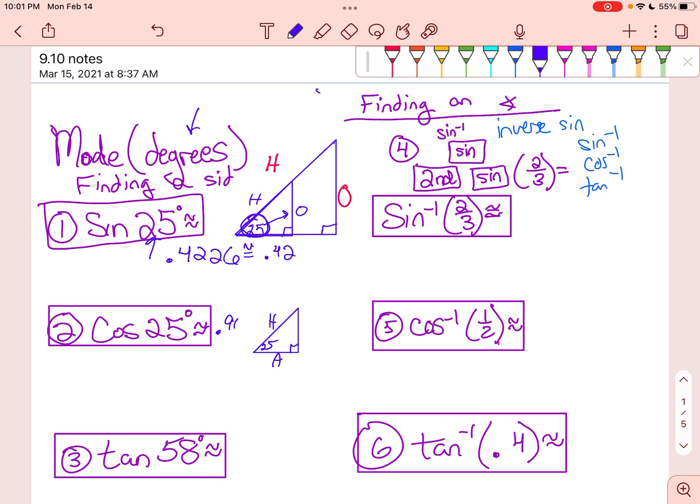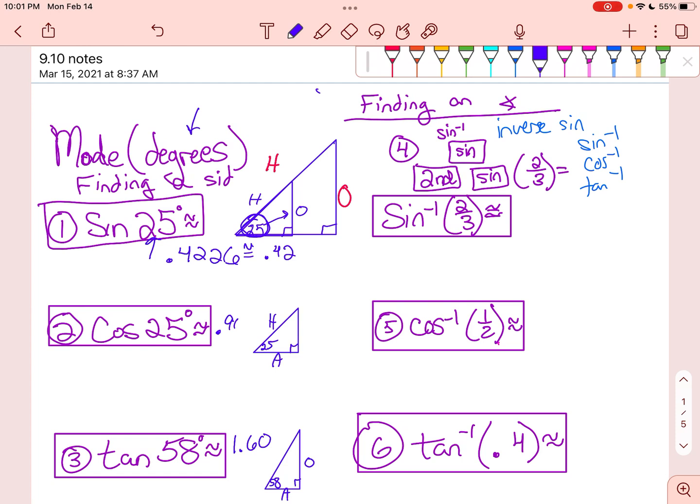And then the tangent, let's just say 58. And I'm getting approximately 1.60. And again, that's if you have a right triangle with a 58-degree angle, the opposite side divided by the adjacent side is going to be about 1.6.